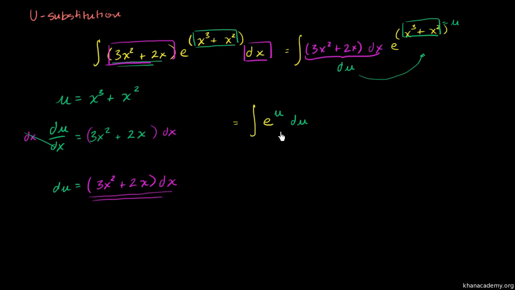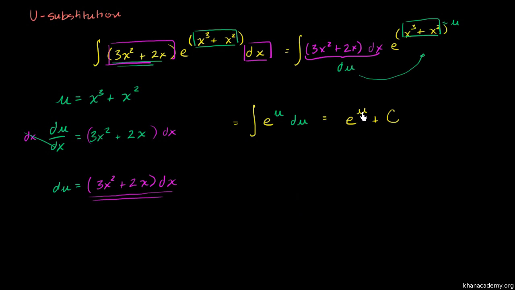And what would the antiderivative of this be in terms of u? Well, the derivative of e to the u is e to the u. The antiderivative of e to the u is e to the u. So it's going to be equal to e to the u. Now, there's a possibility that there was some type of constant factor here, so let me write that: plus c.